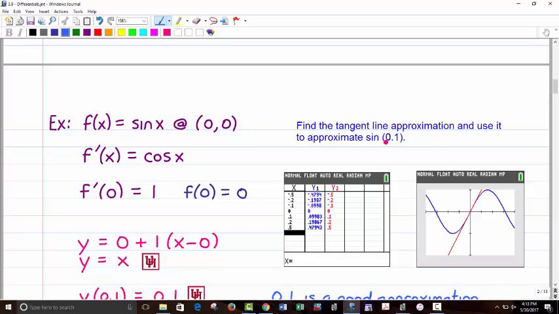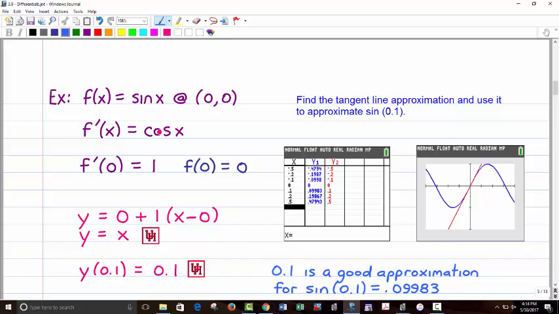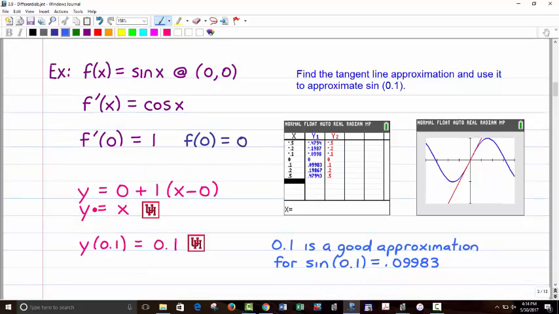Now here's sine of x at 0, 0, and we want to approximate sine of 0.1 radians. Okay, so the derivative of sine is cosine. F prime of 0, put in there for x, we'll get 1. F of 0 would be 0. And actually this one just turns out being y equals x. All those zeros there, yeah. The line y equals x is the tangent line approximation. So when you put 0.1 in there, you're going to get 0.1 for y. So the tangent line approximation for sine of 0.1 would be 0.1.